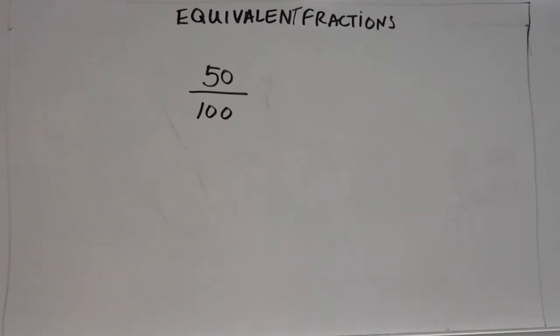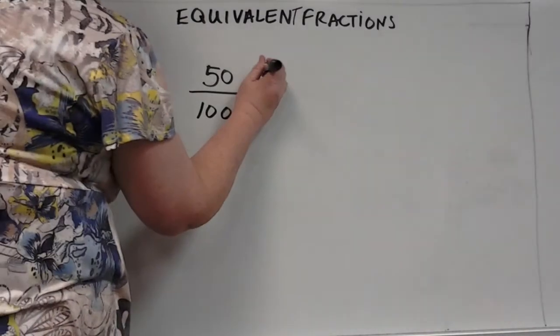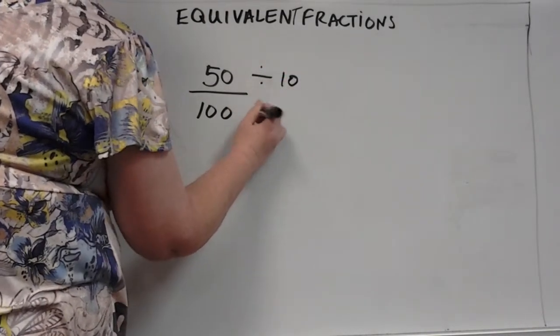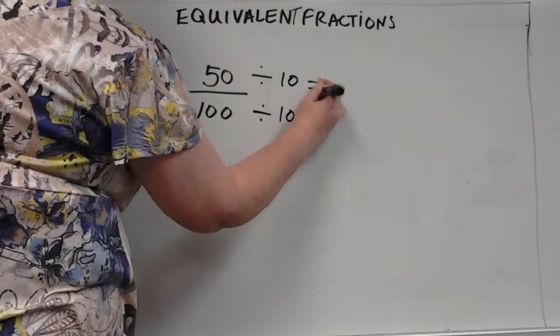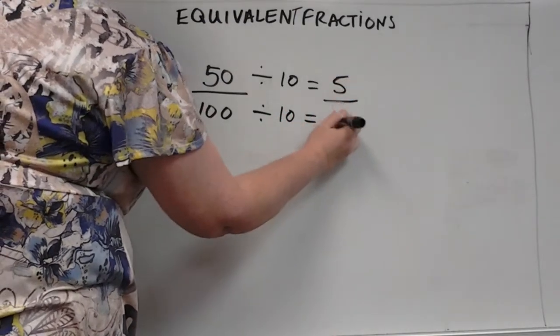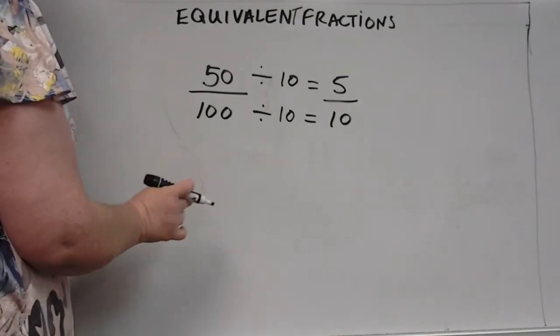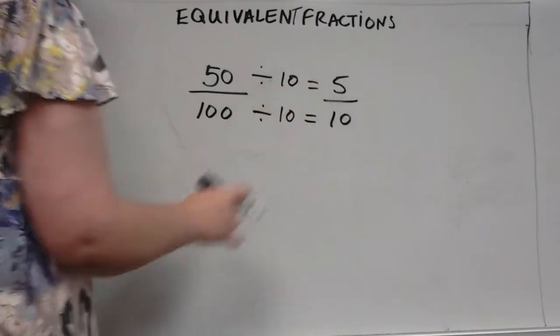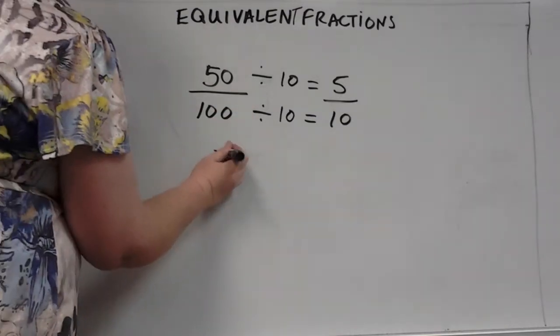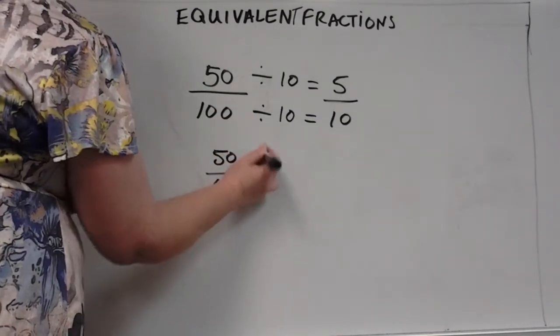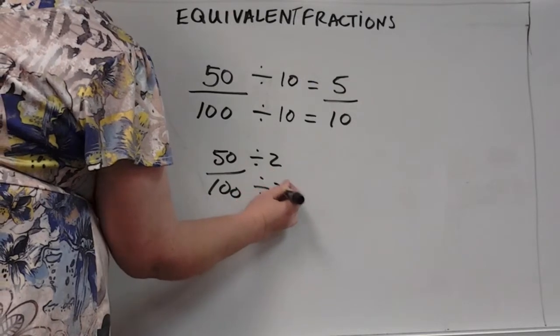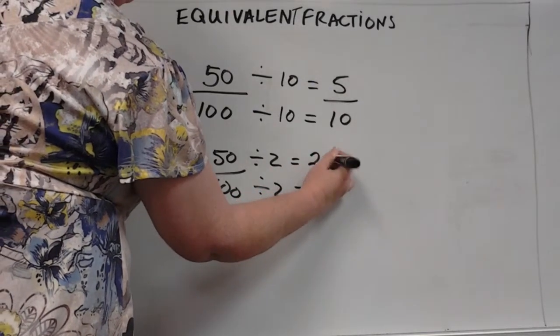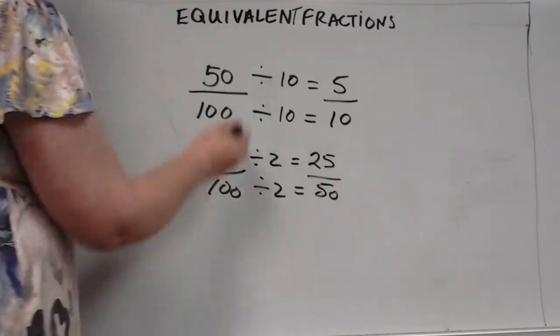Another way to make equivalent fractions is to divide instead of multiply, because this fraction is not all the way reduced. So could I divide it by 10? Sure. Then I'm going to get 5 over 10. Those are equivalent fractions. 50/100ths, 5 over 10. Could I divide it by 2? Of course. If I divide it by 2, I get 25 over 50, another equivalent fraction.